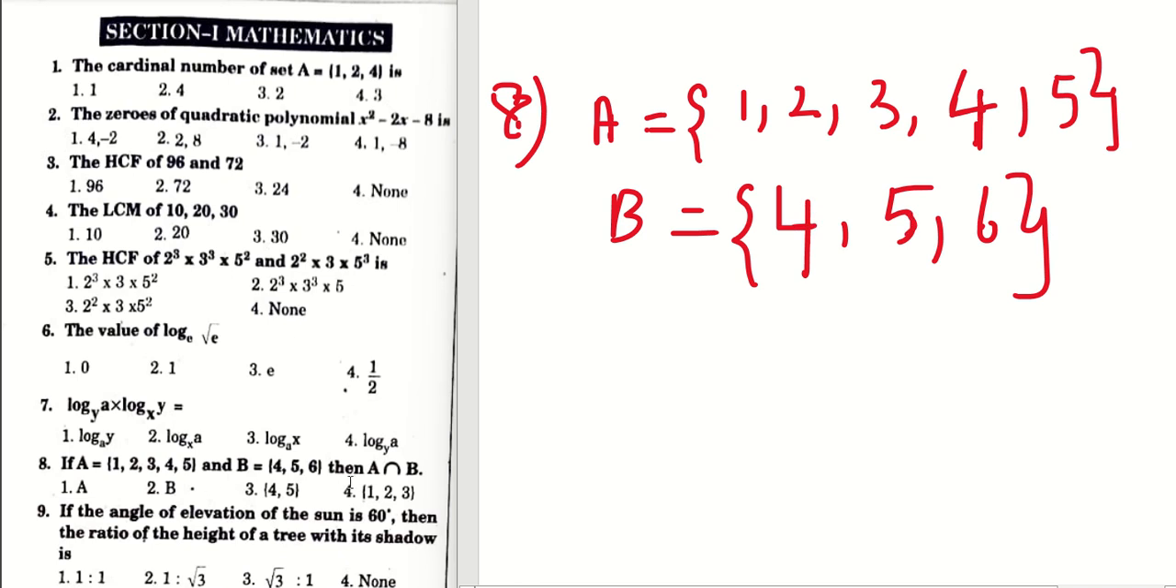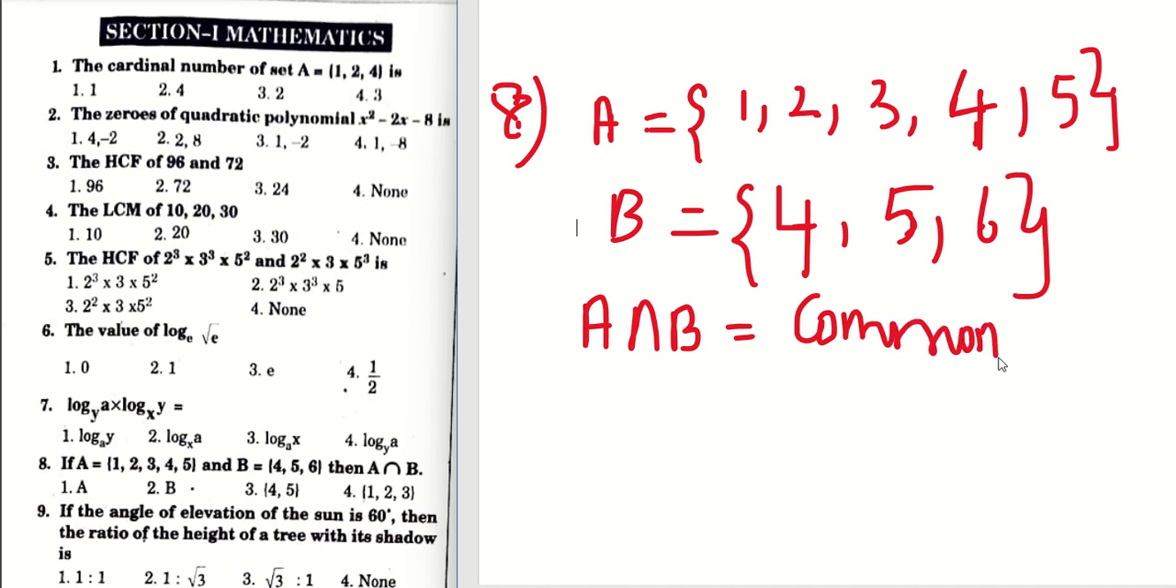What they are asking over here is to find A intersection B. What does intersection mean? We learned this in the conceptual video. It's a common element. Intersection means common. Union means all. You can see what is common here. In A, 1, 2, 3, 4, 5 is there. In B, 4, 5 is there. You can see 4 and 5 are common in both the sets.